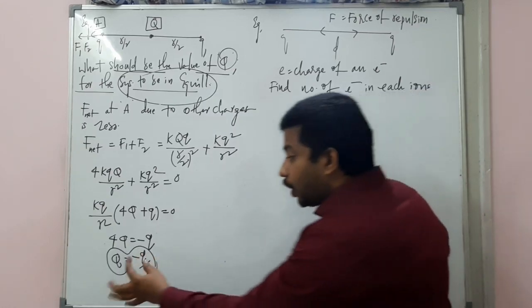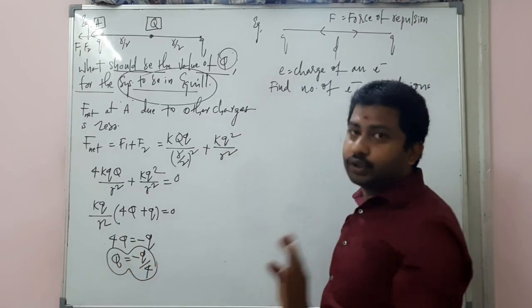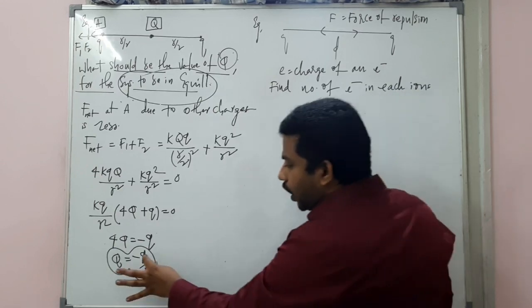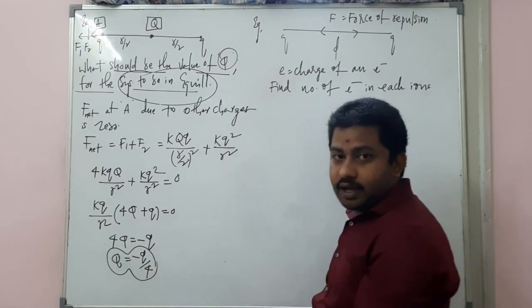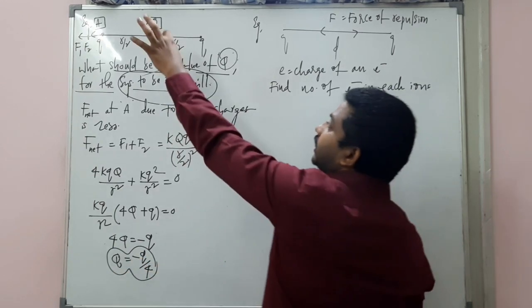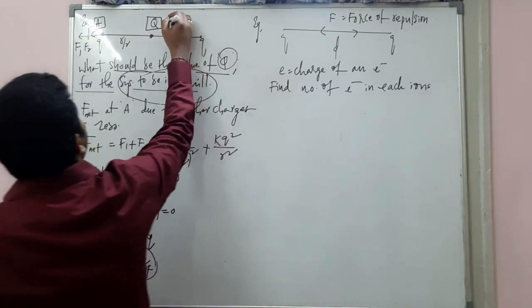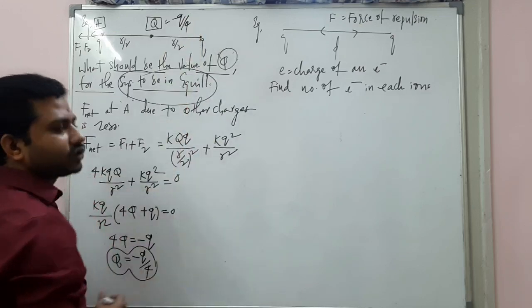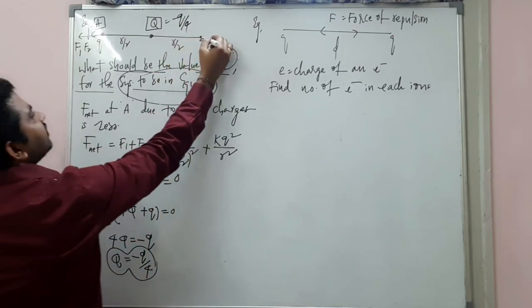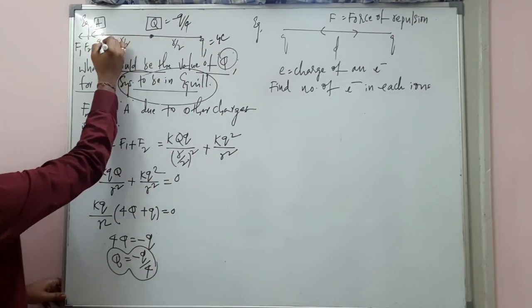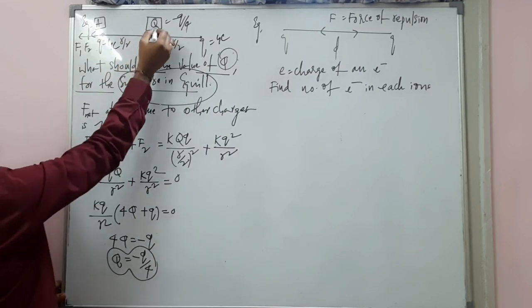So when the capital Q value is minus small q by 4, if you keep a minus small q by 4, that means if this charge is 4 Coulomb and this charge is 4 Coulomb, what must be this charge?